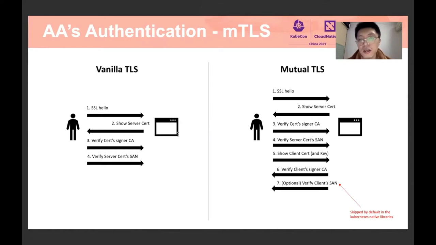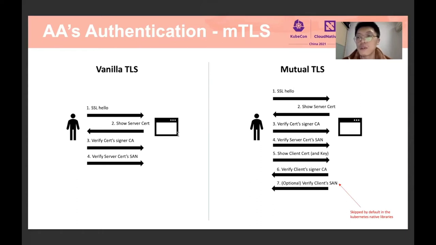Then the clients can check the signer CA, the authority of the server certificates, and check whether the CA is seen in the client's trusted list. And also the clients can verify the server certificate's SAN, which stands for subject alternative names, which is a list of domain names or IP addresses. So the SAN basically restricts the usage of a server certificate.